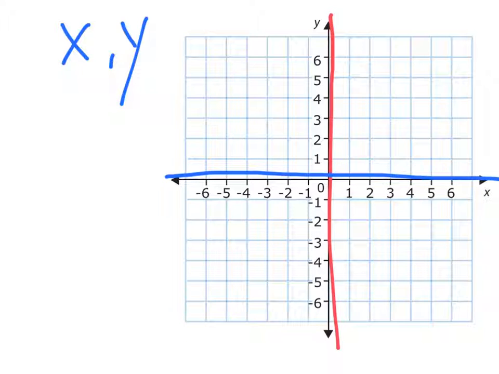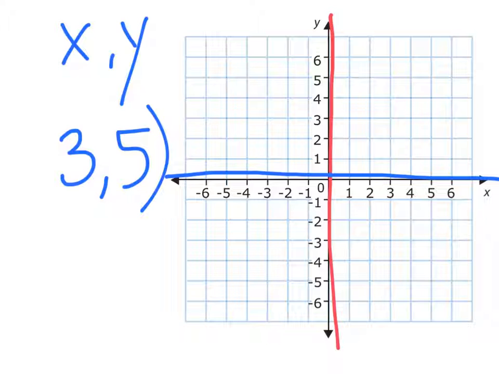So for example, if it was (3, 5), we would start at the center, right? That's rule number 1. And then because it's a positive 3, we're going to go to the right. That's rule number 2, go right or left. And then I see it's also positive 5, so we're going to climb 5: 1, 2, 3, 4, 5. And then this is our dot.